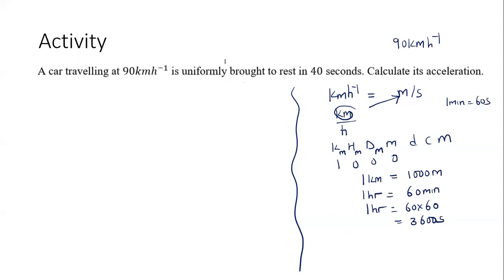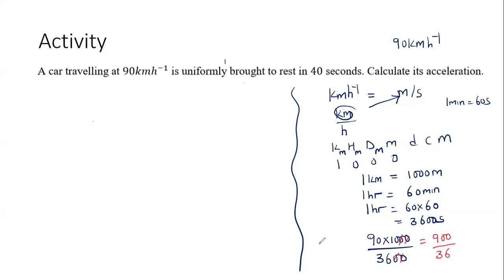Since you are dealing with kilometers out of hours, what you do, you get your 90. I'll get my 90. These kilometers, I convert it to meters. So I say times 1,000 divided by the hour, I convert it to seconds. I say divide by 3,600. Now, the moment I reach this point, I'm going to reduce. So I'll say the 0 and the 0, 0 and 0. Then I remain with 900 divided by 36.